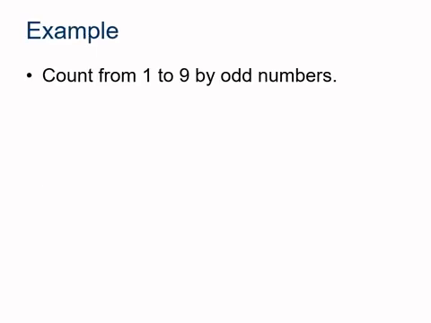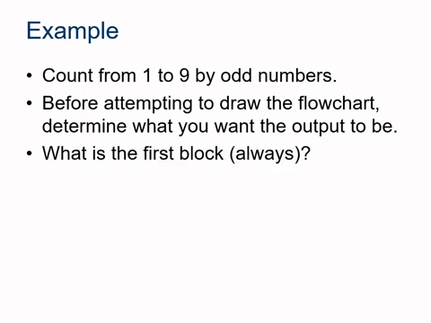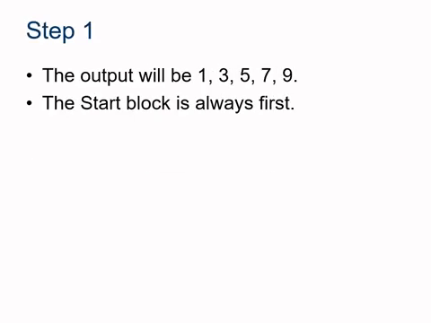What we want is a program, a flowchart, for counting from 1 to 9, but only in odd numbers. So before attempting to draw the flowchart, what do you think the output might be? Also, what is the first block? Well, the output would be 1, 3, 5, 7, and 9, right? Those are the odd numbers that are between 1 and 9, including 1 and 9. And the start block is always going to be the first one.